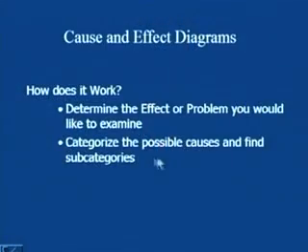Second, categorize the possible causes and find subcategories. Once the effect is ready and you know what effect we are going to analyze, then you should know the broad categories, that is, what are the possible causes that are affecting the problem. Possible causes may be related with the man, may be related with the machines, may be related with the material, may be related with the methods.